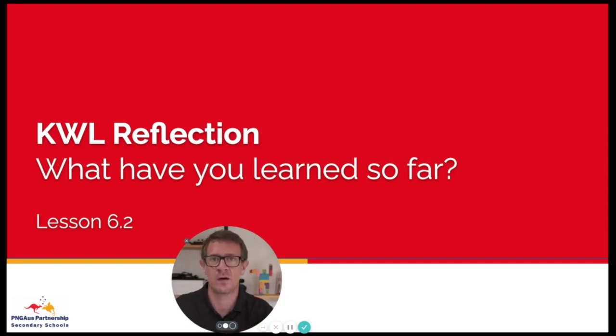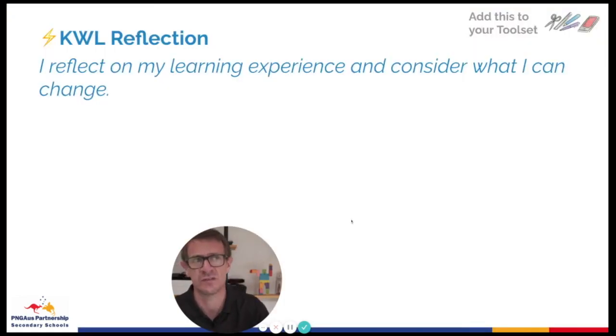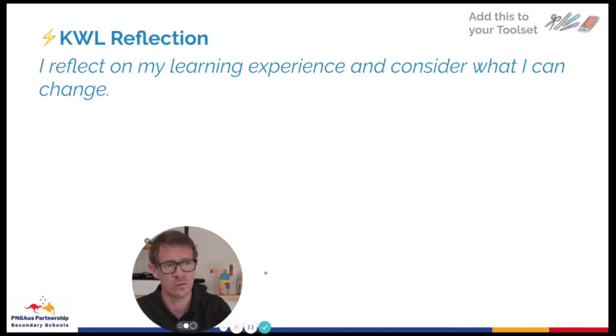This module is all about pausing and reflecting. In the last lesson, we spent some time looking again at a recap of some of the key messages that we're looking through in this course. In this lesson, you're going to revisit your KWL reflection from the very beginning of the course. KWL stands for what you want to learn and what you have learned. And in the next slide, we're going to be looking at the instructions for that activity. Lesson 6.2 is all about you reflecting on your learning experience and considering what you might change within your practice.